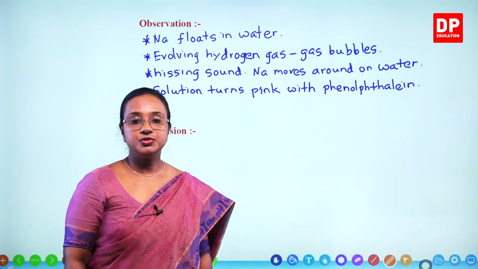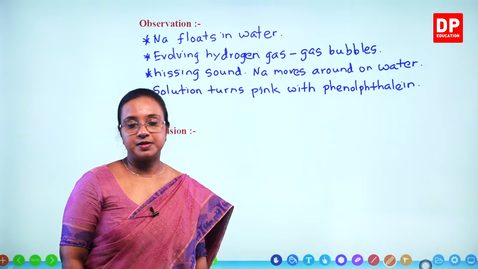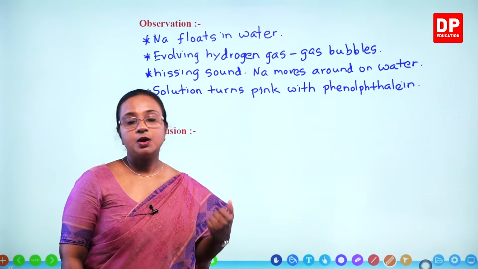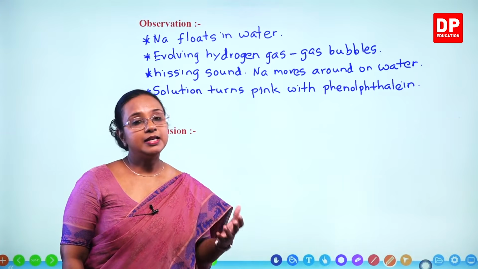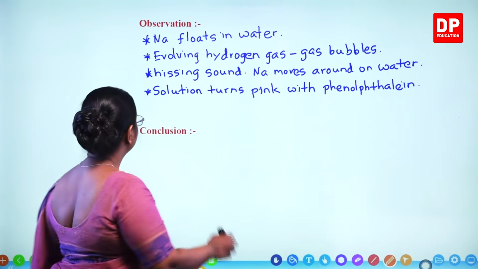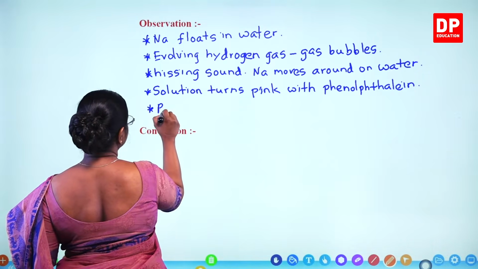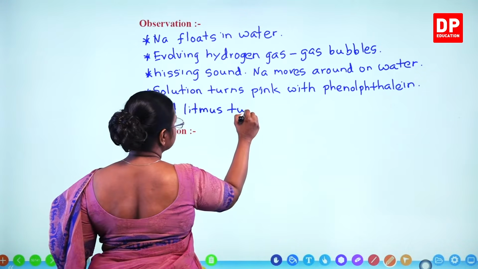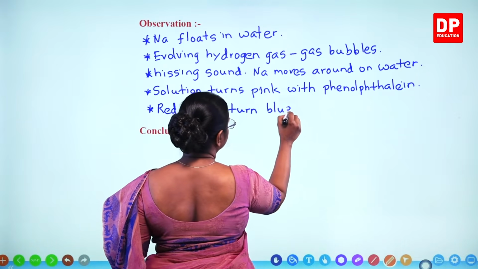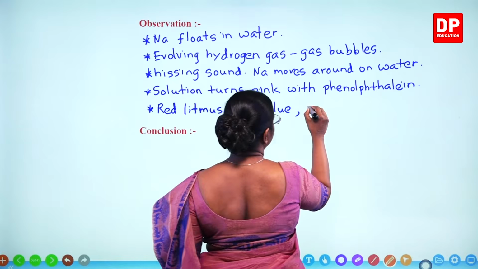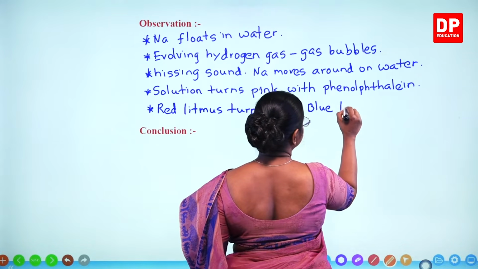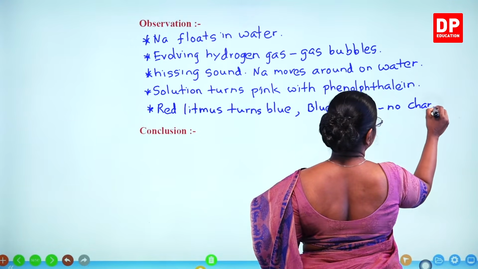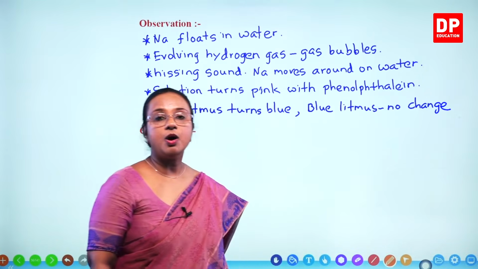And we tested it using the red and blue litmus papers. What happened to the red litmus? It became blue. What happened to the blue litmus? It does not change color. So red litmus turns blue. But blue litmus, no change. So we had many observations.